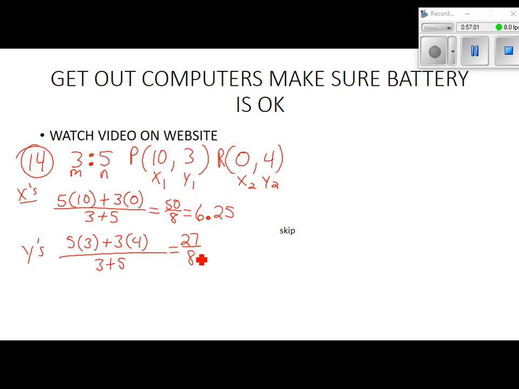Somebody help me out, what's 27 divided by 8? 3.375.